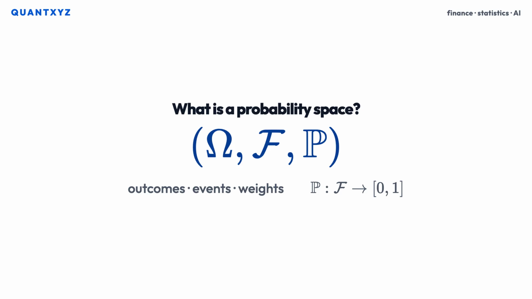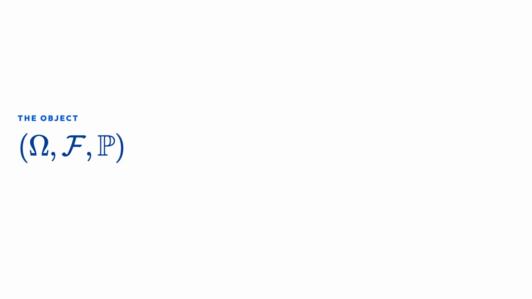In today's video, we unpack the probability space, omega, F, and P, the three objects sitting under every stochastic model in finance, statistics, and AI. A probability space is this triple, omega, F, P. Omega is the sample space. F is the collection of events. P is the probability measure. Together they say what can happen, what you can ask, and how you weight the answers.